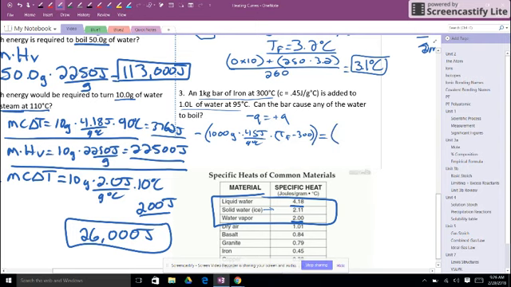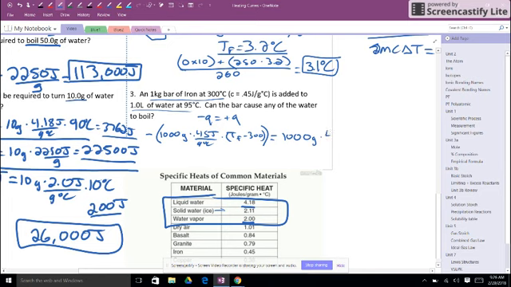Now on the water side, this is all positive. So we have 1,000 grams of water. Water specific heat is 4.18. And the water is going to go temperature final minus, it's starting at 95. Since we already learned last class how to solve for temperature final, I'm just going to go ahead and say that once you solve for temperature final, it ends up being 115 degrees Celsius.